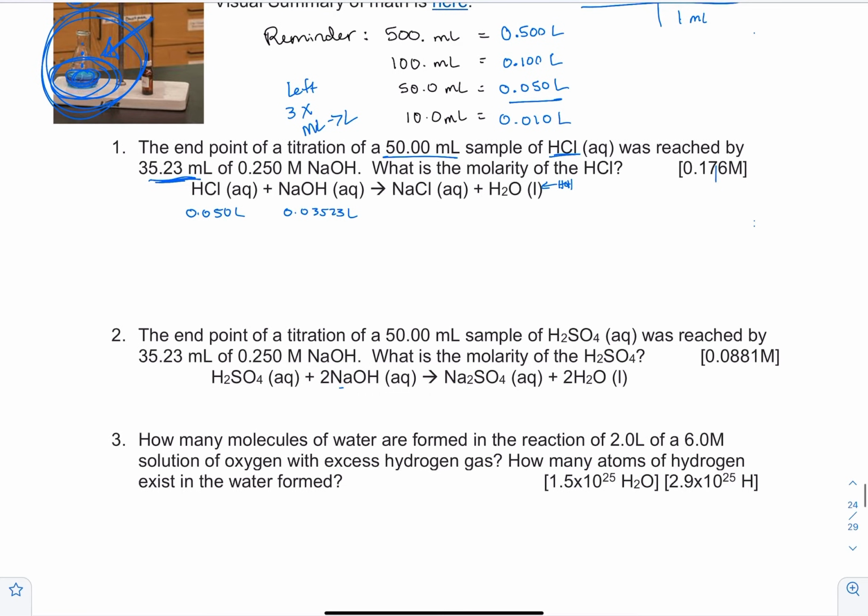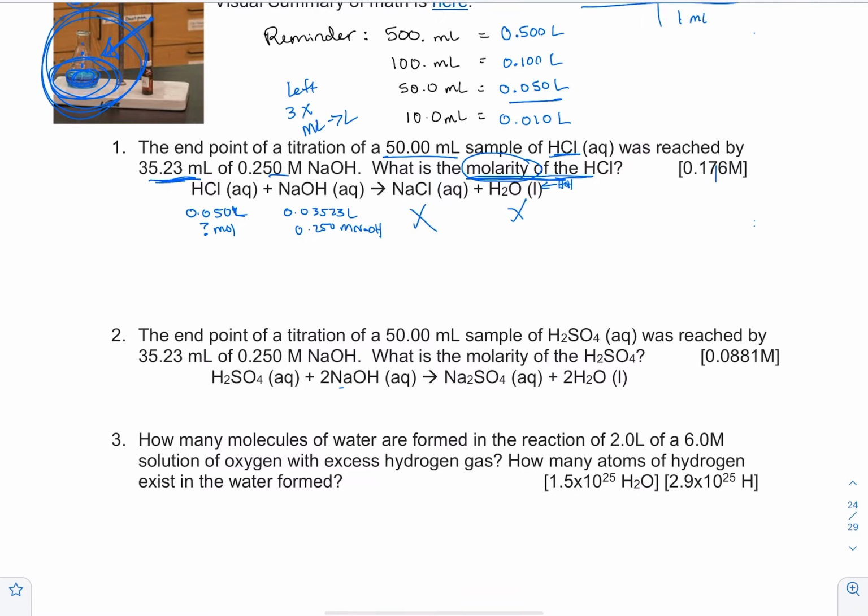And then it wants to know molarity of HCl. Well, for molarity, I need moles. And I don't have them. I have the liters part, but I don't have the moles part. So I'm going to just put a question mark. I don't know my moles. But this one I do know my moles. It's that 0.250 moles of the NaOH.